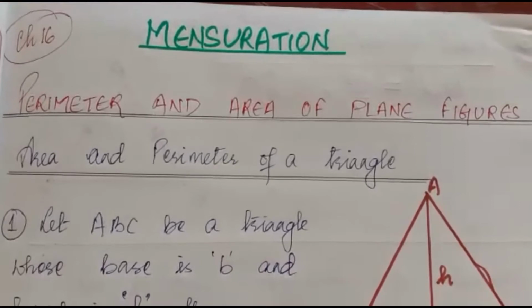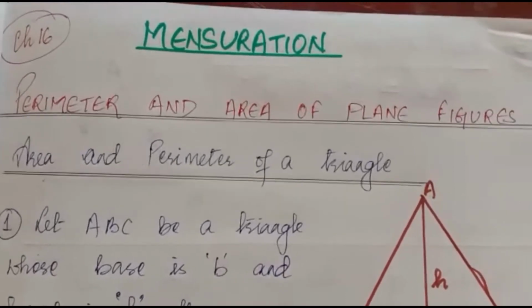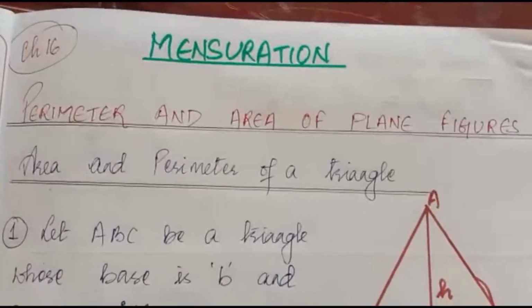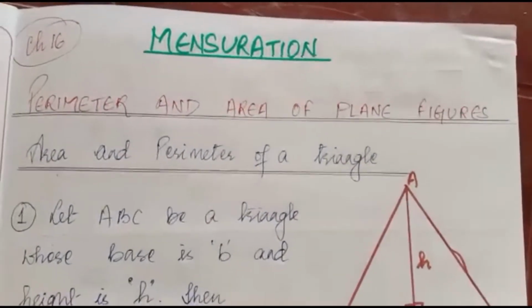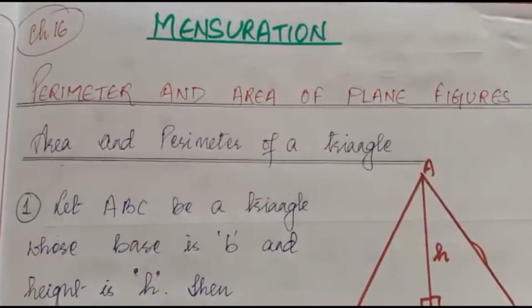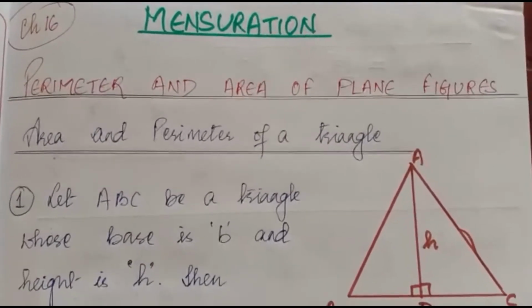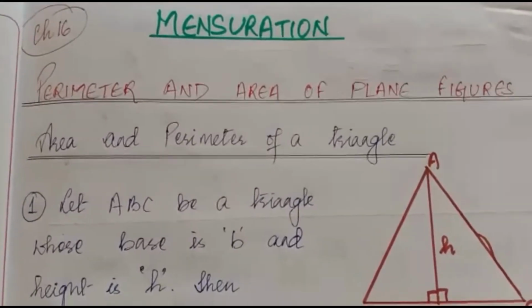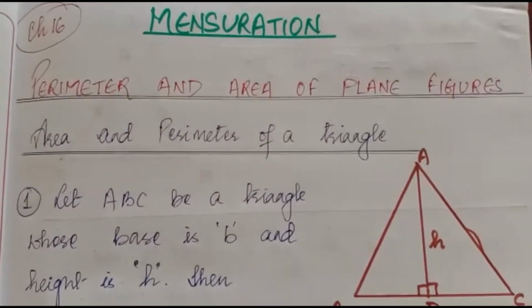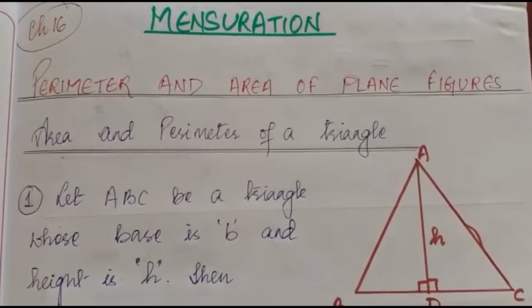From today we will start mensuration. This is chapter 16, perimeter and area of plane figures. In this chapter you will learn how to find the perimeter and area of a triangle. Only the triangle is there in the syllabus now. So you will learn how to find the area of a triangle and the perimeter of a triangle.